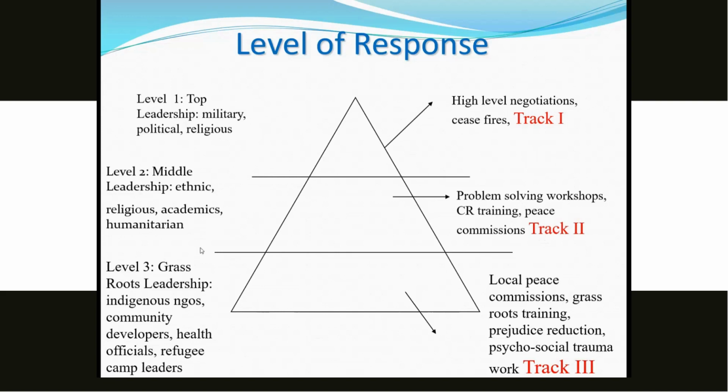And track 3 is the grassroots level. Grassroots is also important because local peace is important. So community, developmental workers, health officials, refugee camp leaders, NGOs, these are grassroots level, track 3. So track 3 level of peace building is also vital because the population is much larger in track 3. So in order to achieve thorough peace, we need to work on track 1, track 2, and track 3. So all actors in each level are important.